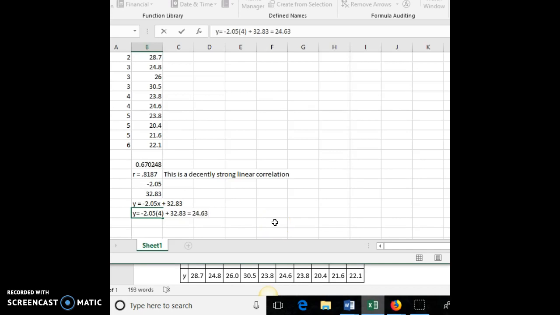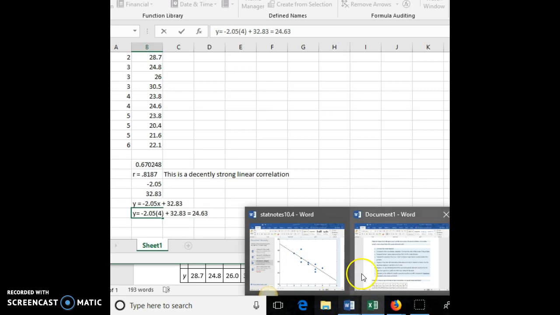So we can expect that a 4-year-old vehicle is going to be about $24,630 in value at that point. Now, I don't know what it was to begin with, but obviously it's close to our y-intercept of 32,000, or almost 33,000. Our next question is to do, I believe, the same thing for 20 years.